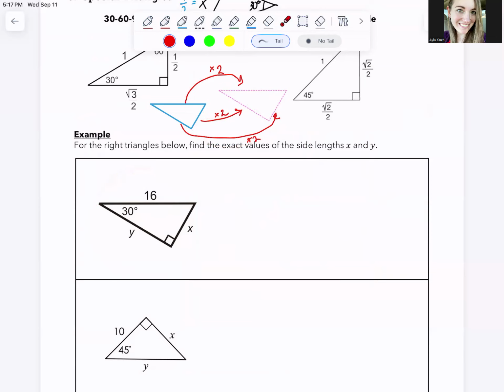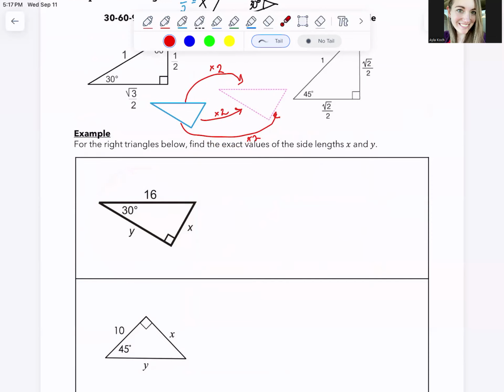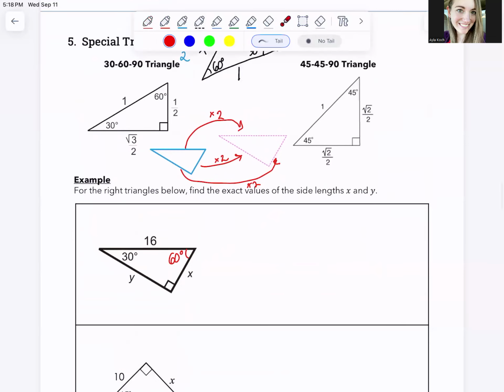Looking here at this guy, we have a 30, 60, 90 triangle. This side over here that's unlabeled should be 60 degrees. And that means it's scaled upward from our special 30, 60, 90 triangle. In this case, the hypotenuse, which was 1 in our special triangle, is 16. So we're trying to figure out what we need to multiply 1 by in order to get 16.